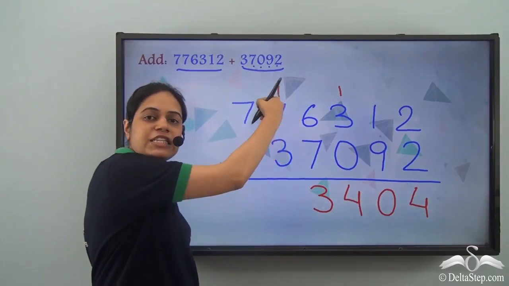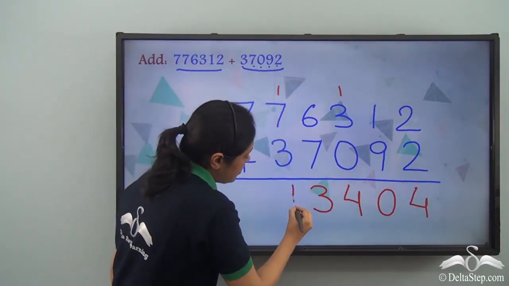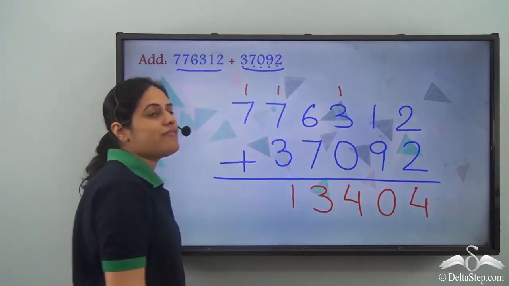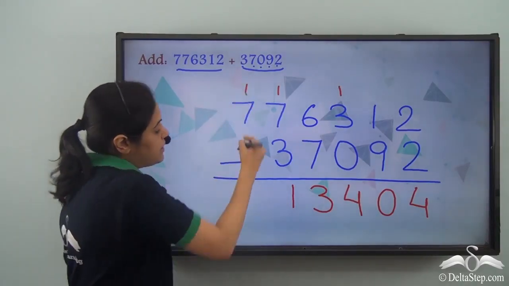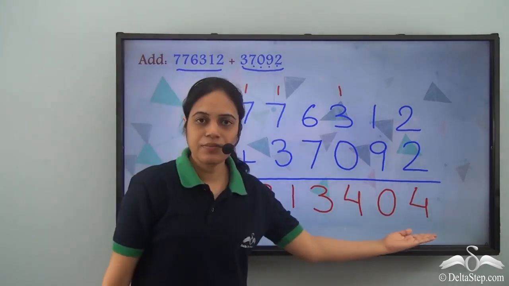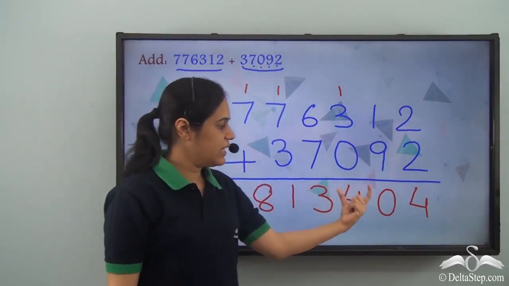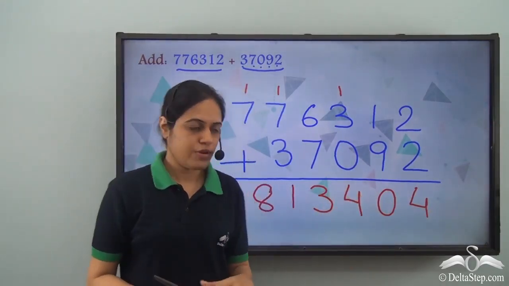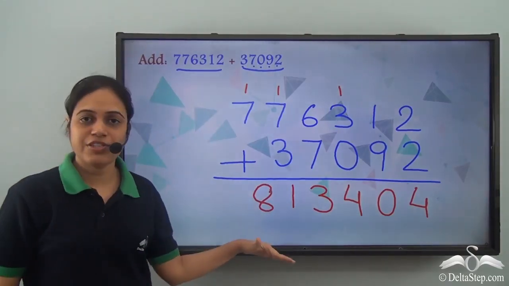1 plus 7 is 8. 8 plus 3 is 11. So I write 1 and 1 is carried over. 1 plus 7 is 8. So this is the answer. 813404. This is the answer of the addition.